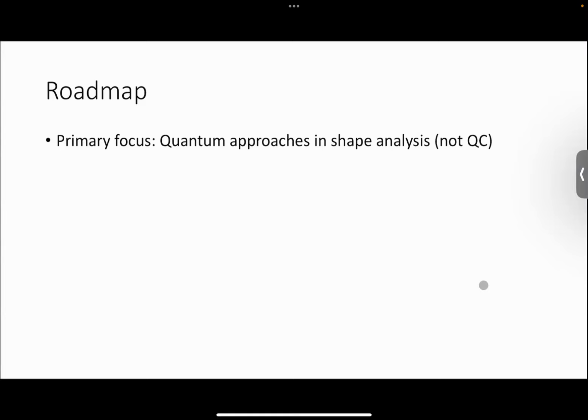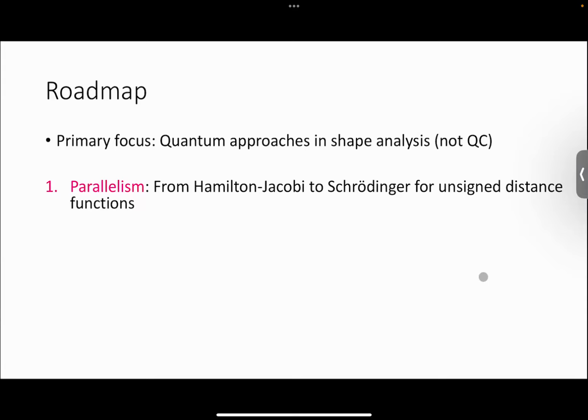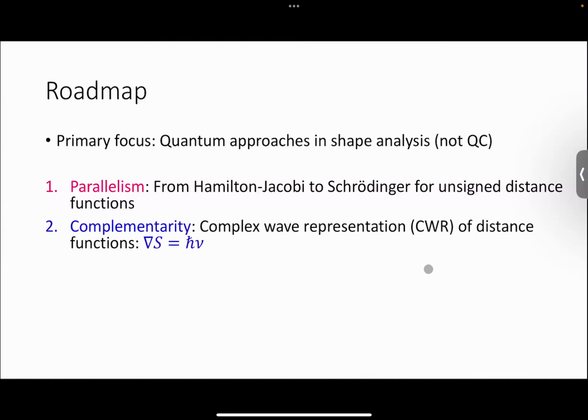The talk is structured to take you through shape analysis, specifically from distance functions, distance transforms, from unsigned distance transforms, which are a shape representation. And specifically, what we'll do is we'll start with Hamilton-Jacobi theory for distance functions and then move to the equivalent Schrodinger representation. Thereby, people can see the mapping as you go from a classical approach to a quantum approach. Then we will go from unsigned distance functions to signed distance functions, and specifically wave representations of signed distance functions, bringing in the complementarity angle to the shape representation.